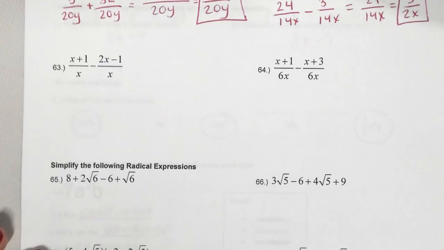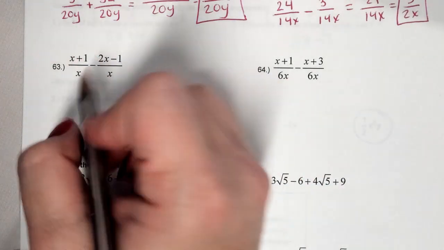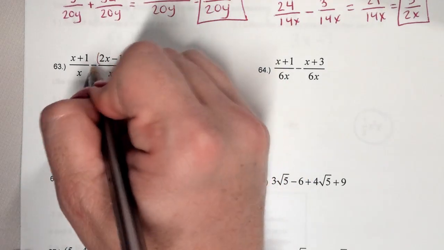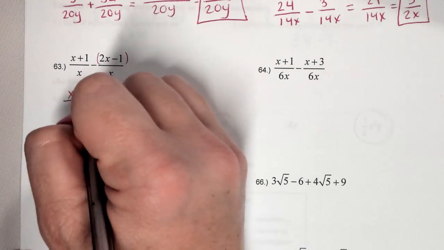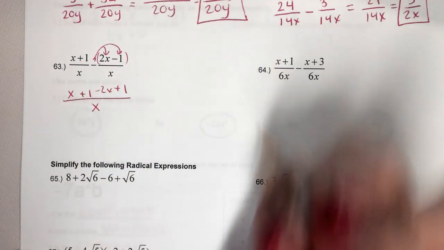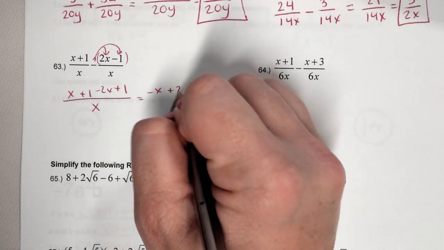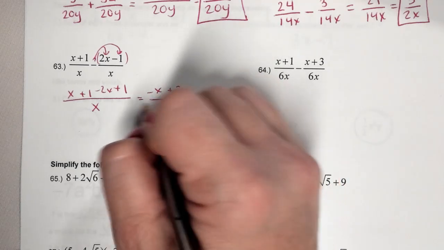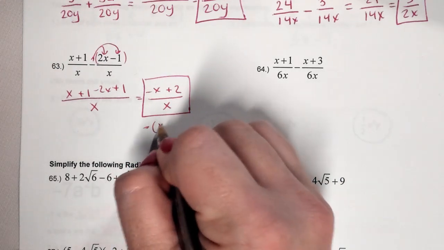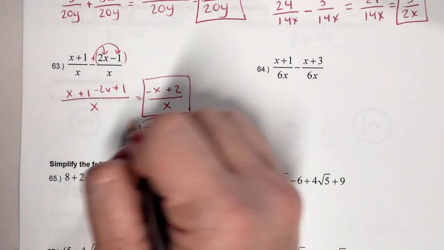Now, the denominators already match, but we're subtracting, and it has a binomial on top, so I want you to realize you have to distribute that negative. So I have x plus 1 minus 2x plus 1, because you're subtracting that whole thing, which gives me negative x plus 2 over x. Now proper would be to take that negative out, and you'd have x minus 2 over x, but there's not a negative on bottom, so if you leave it, that's fine too.